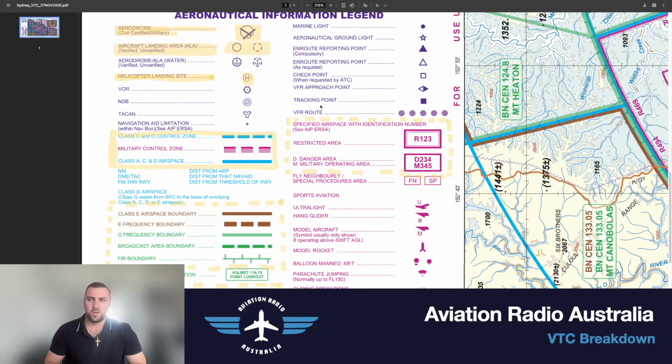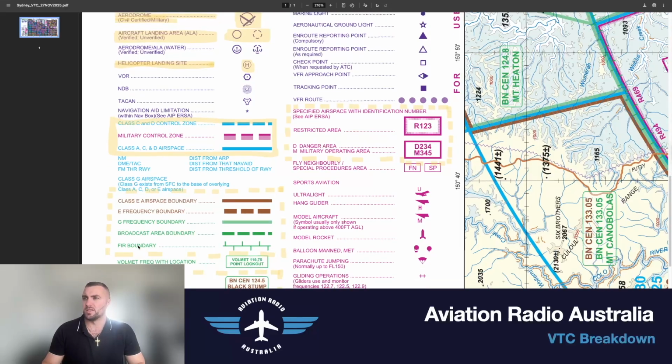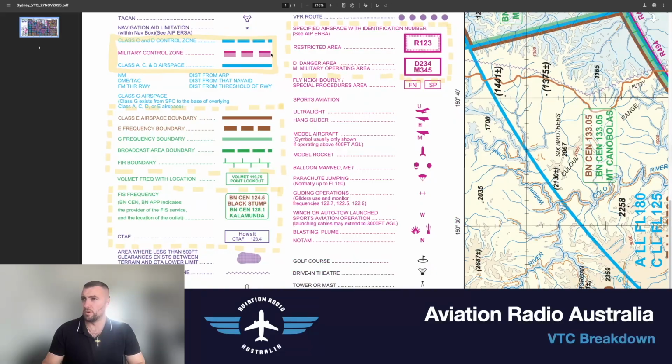So in summary, we've looked at all of these highlighted regions on the VTC legend. The first ones were aerodrome and helicopter landing site markings. We then looked at different types of airspace. Okay, we looked at controlled and military control zones and controlled airspace. We looked at Class Echo airspace, Class G airspace, frequency boundaries as well. And we looked at how to find frequencies.